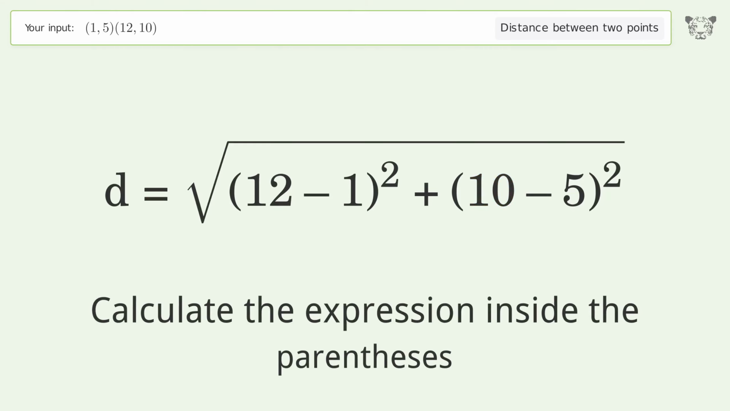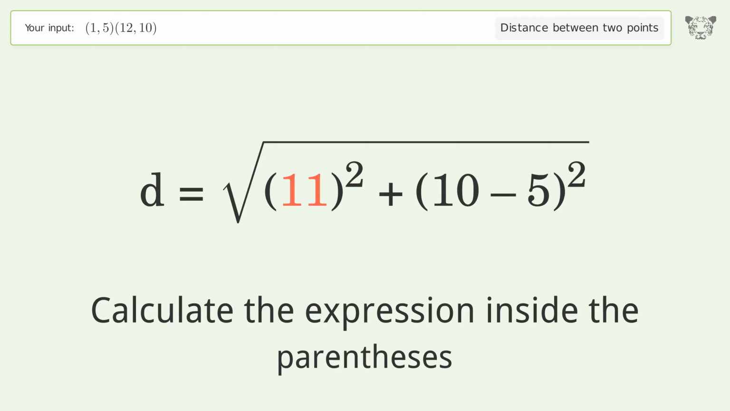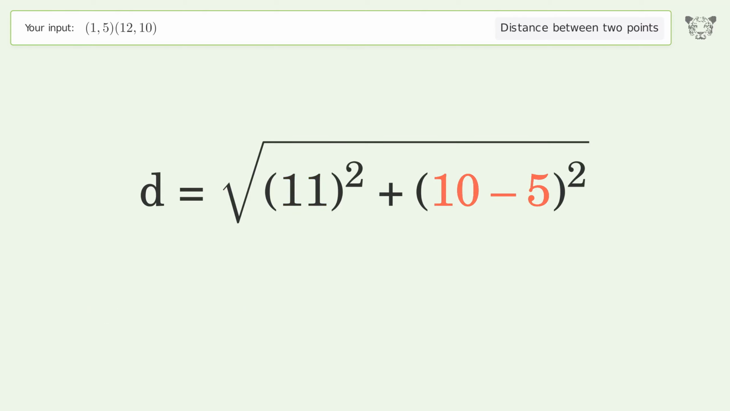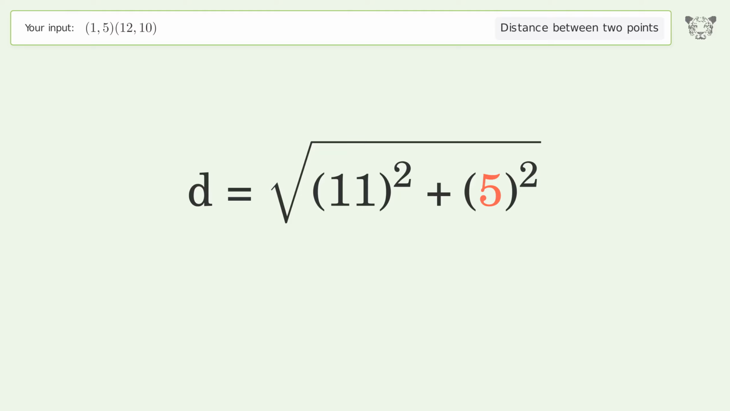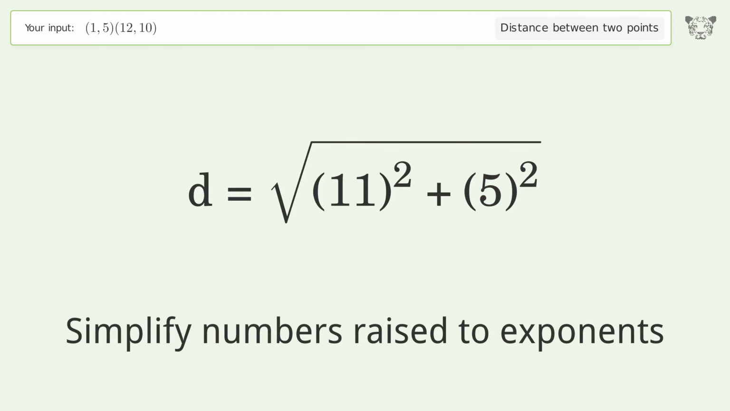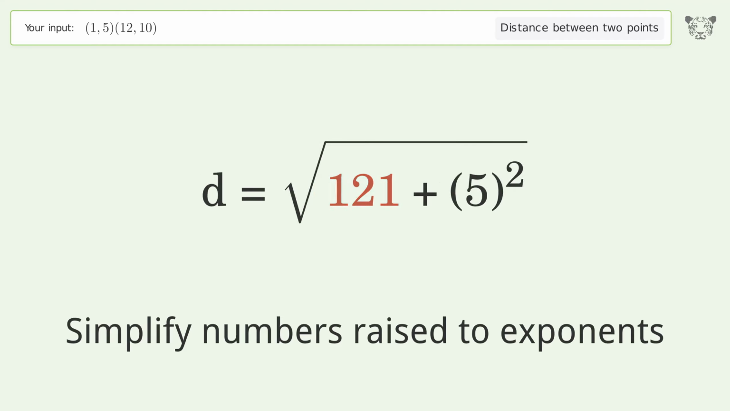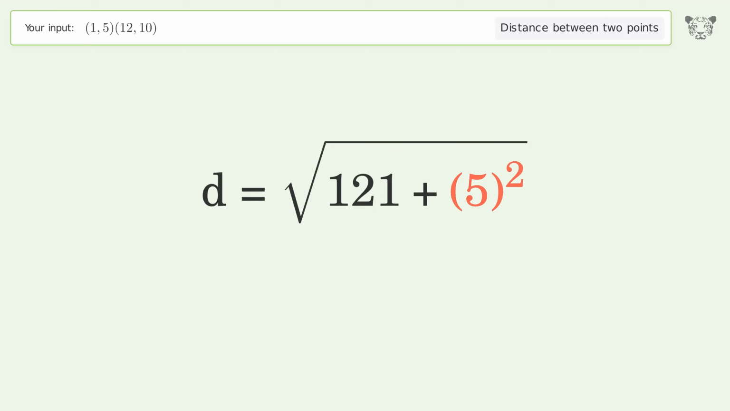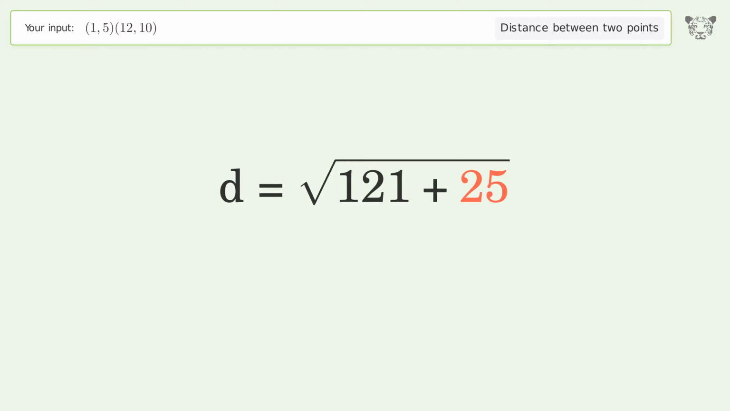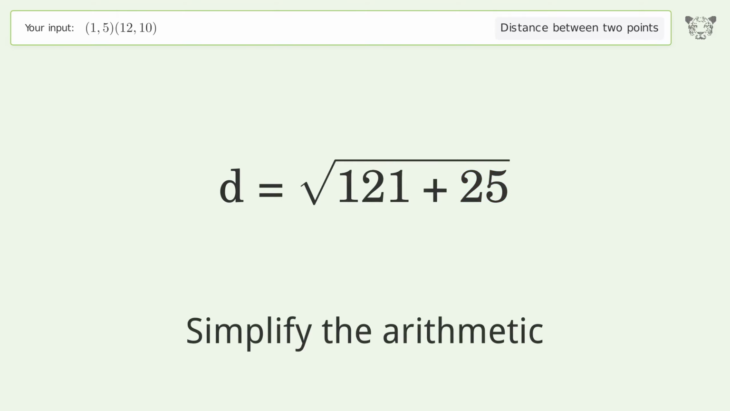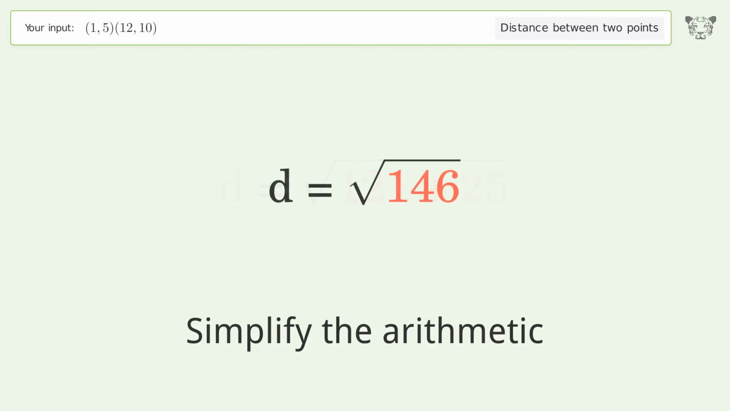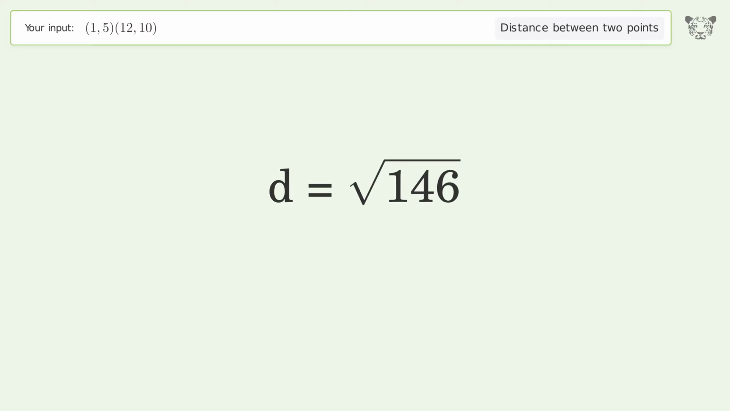Calculate the expression inside the parentheses. Simplify numbers raised to exponents. Simplify the arithmetic. And so the distance between the 2 points is the square root of 146, or 12.083.